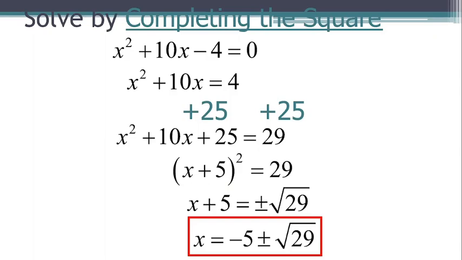So that's how we're going to have the answer for the ones with irrational roots, or the ones which are not a perfect square. So that's how we're going to solve your quadratic equation by completing the square.